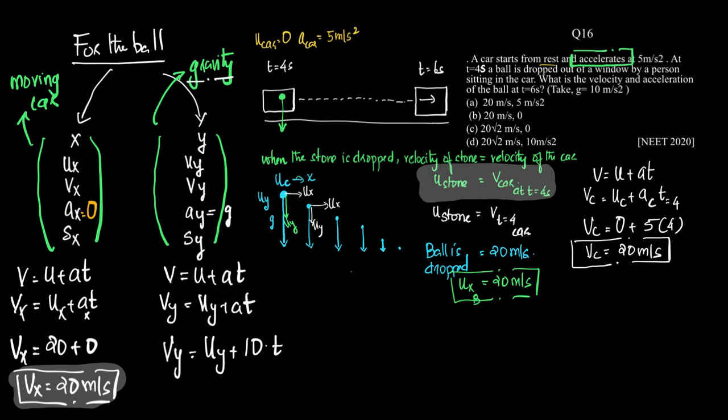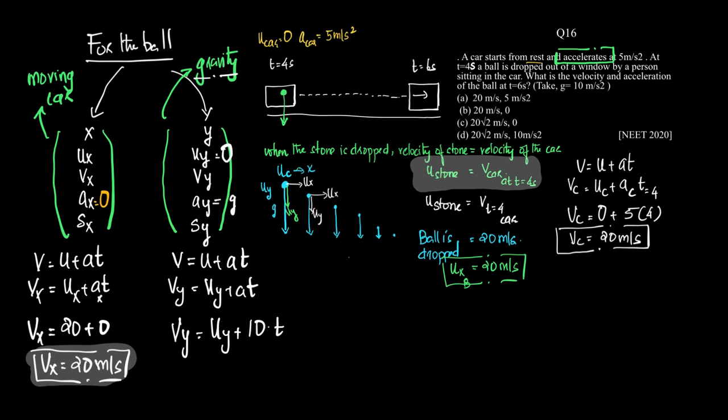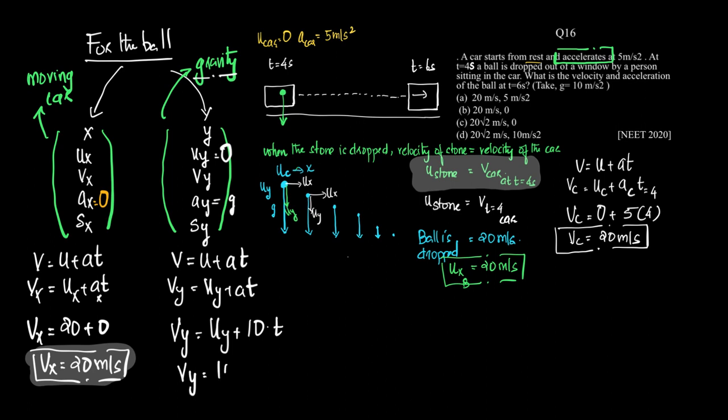Now, the initial vertical component uy is equal to 0. Why is it equal to 0? Because when the object was dropped, the car was moving along the positive x-axis alone. It had only the x component. Since the car has only the x component, the object dropped from the car will also have only the x component, which means the y component of the object is equal to 0. So uy is equal to 0, which means vy is equal to 10t. Right, so this is what we have. These are the two values we need. So vx is equal to 20 and vy is equal to 10t.